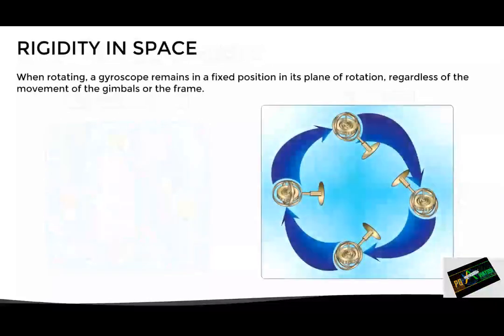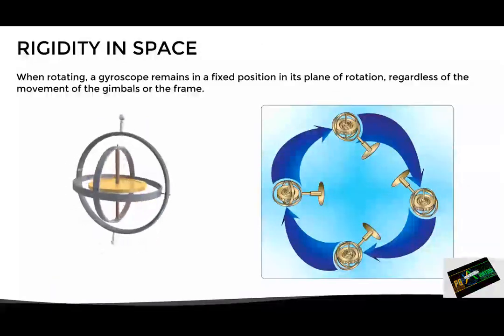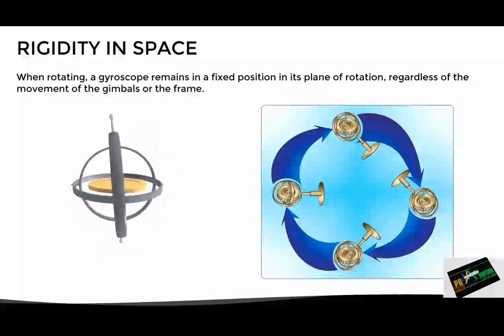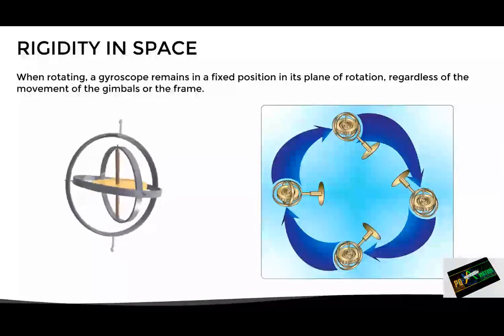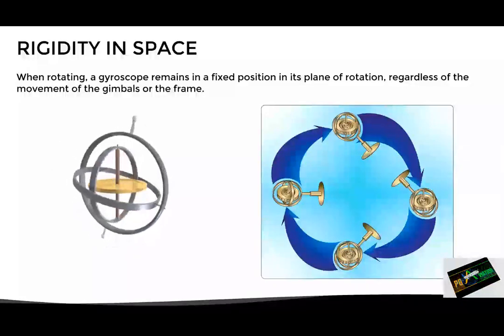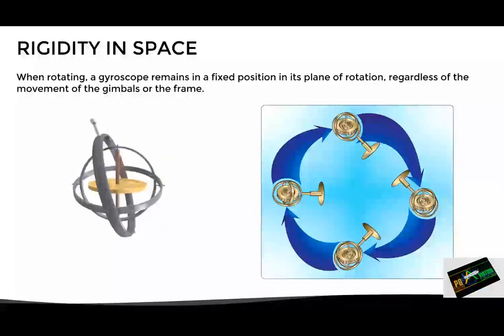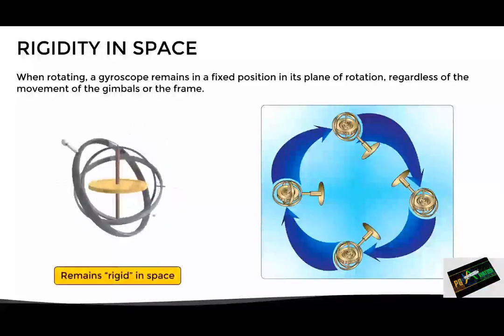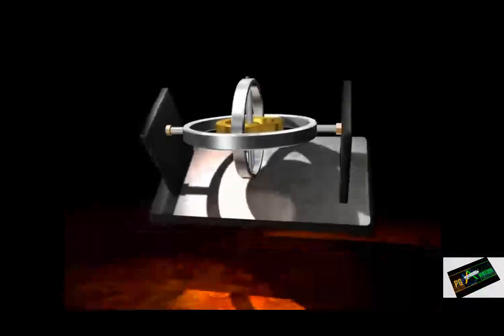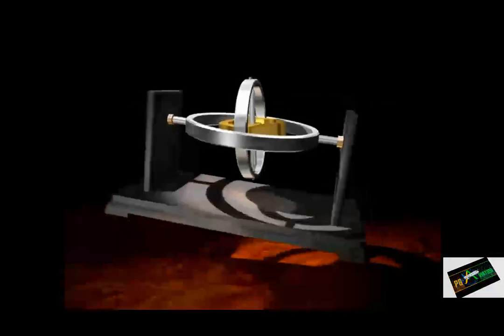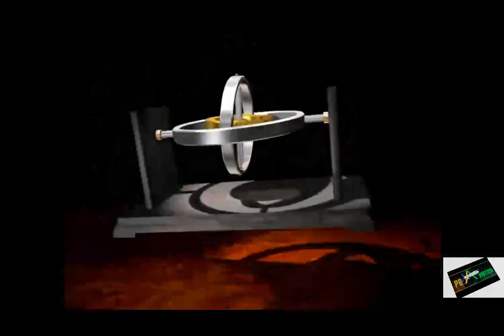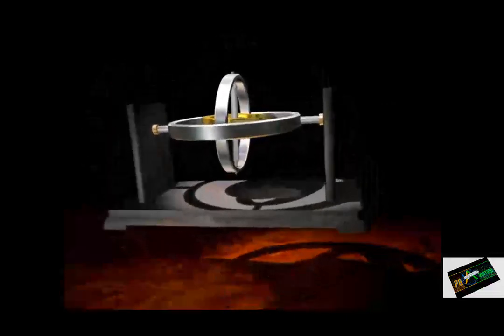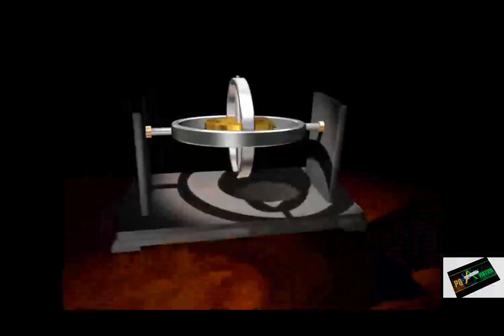This establishes that when the rotor of the gyro spins, it remains in a fixed position in its plane of rotation, regardless of the movement of the gimbals or the frame, as we can see in this example. Here, although the gimbals and frame move, the rotor remains rigid in space. We can better appreciate this effect with this other example. Here, as we can see, independently of the movement of the frame or the gimbals, the rotor maintains its axis of rotation rigid in space.